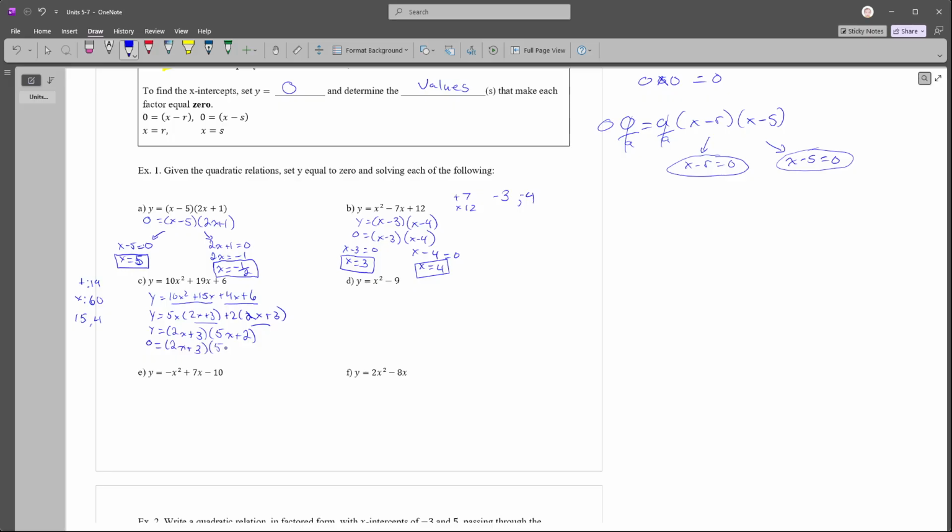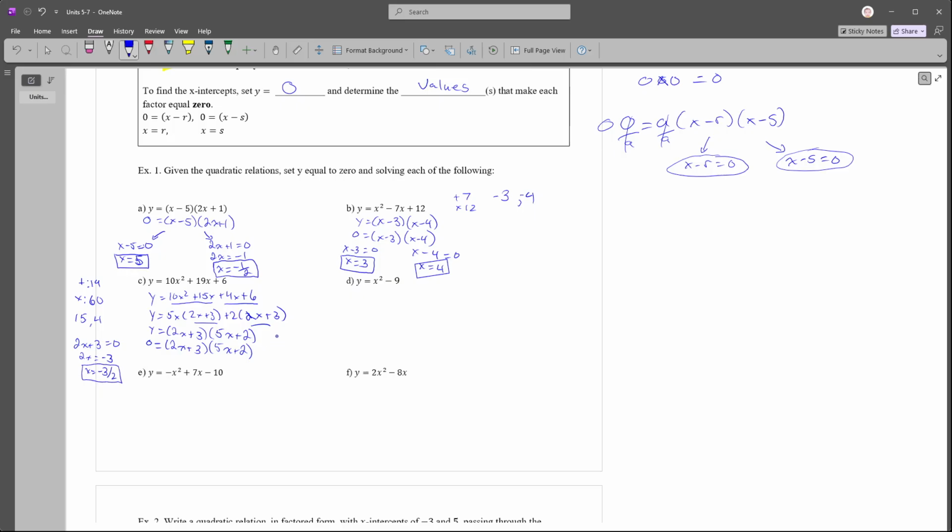I really don't have a lot of screen real estate on here, so I'm going to kind of do this to the side. I basically have to set each one of these equal to 0 now. So I have 2x plus 3 is equal to 0. I'm going to bring that 3 over to the other side. So we have 2x is equal to negative 3. Bring the 2 over by dividing both sides by 2, and we end up with x is equal to negative 3 over 2. That's our first one.